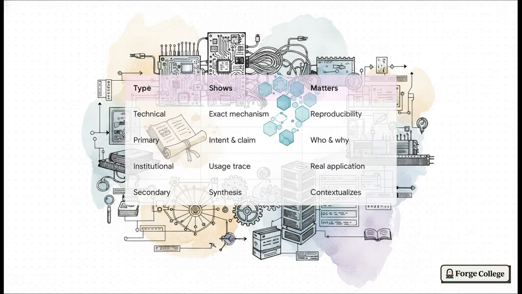Technical artifacts, like raw code, show the exact implementation. Primary documents, think patents, show the author's original intent. Institutional records, like archive logs, show the operational use out in the wild. And secondary analyses, like historical reviews, help you situate all these artifacts within a much broader context.